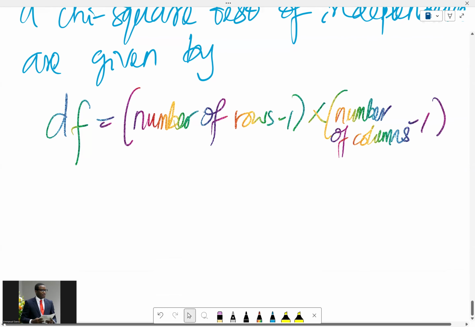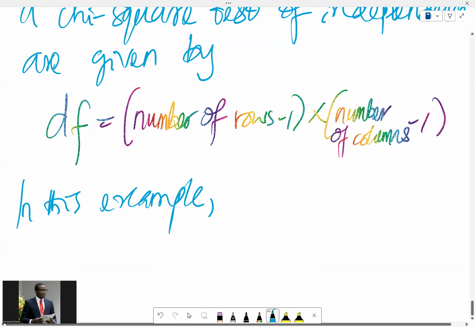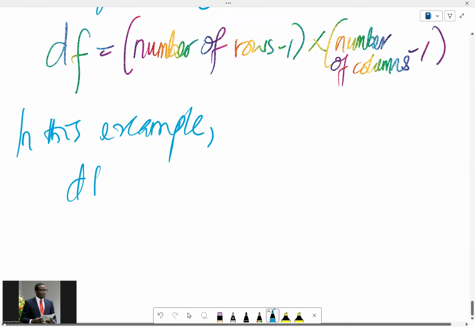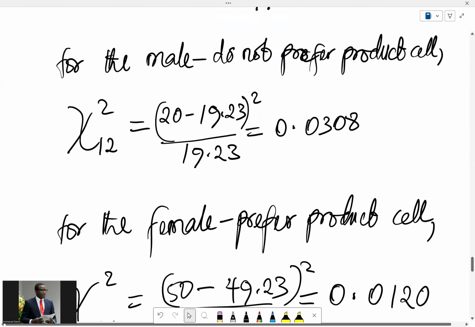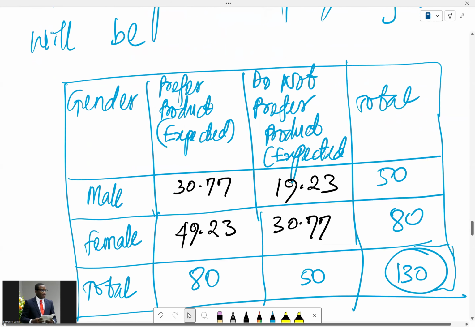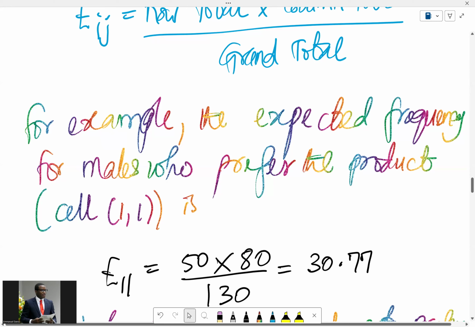So in this example, the degree of freedom will simply be 1. DF will be number of rows, that's 2. We have 2 rows and 2 columns. That's from here, right? So the actual values, we don't count the total now.